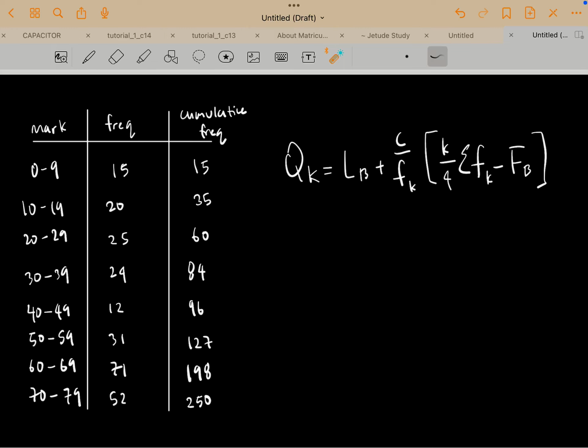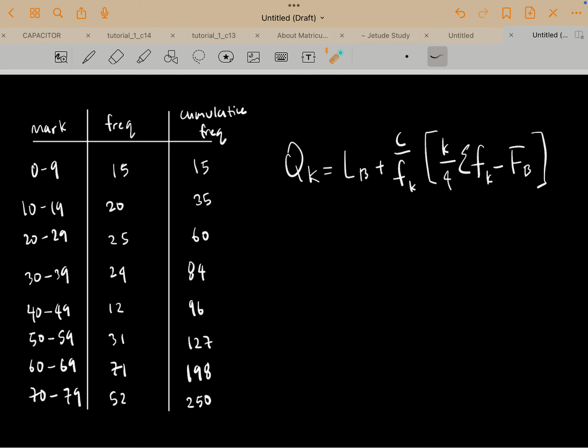In this section, we are going to learn how to find the median given grouped data. So in this table, I've written down marks in the column, so 0 to 9 marks, and then a frequency column, and then the cumulative frequency column. What this means is that for the mark of 0 to 9, there are 15 students that get this mark, and then the cumulative frequency, which means the addition of the frequencies before, is just 15.